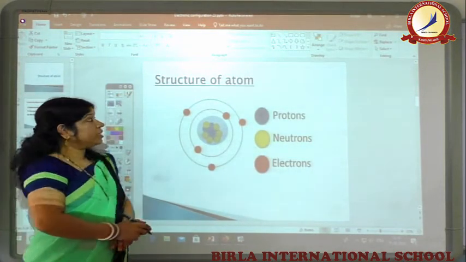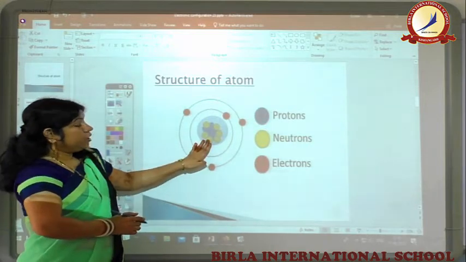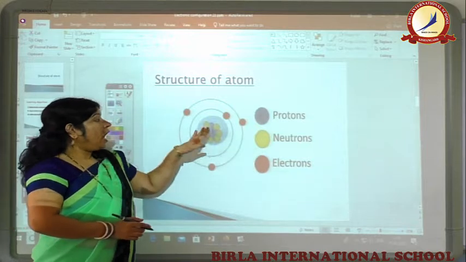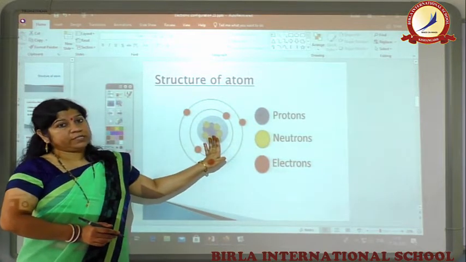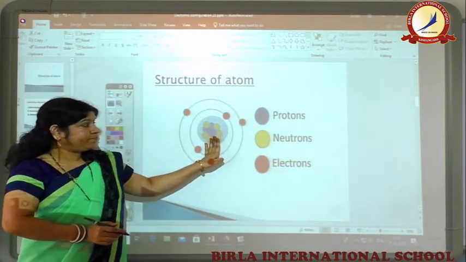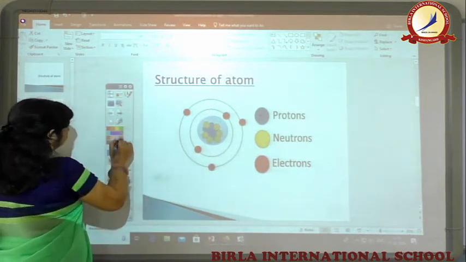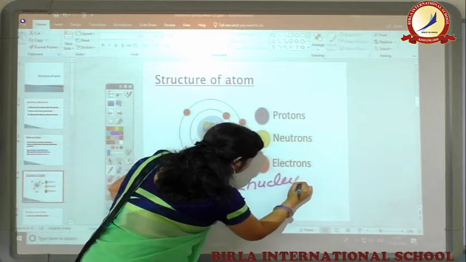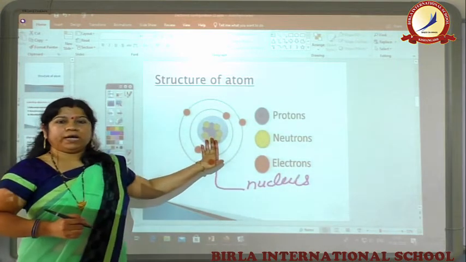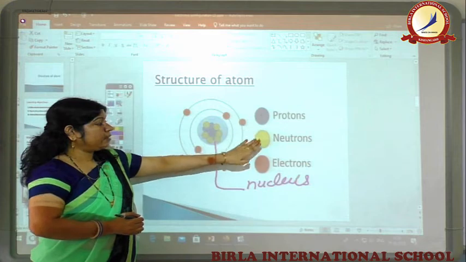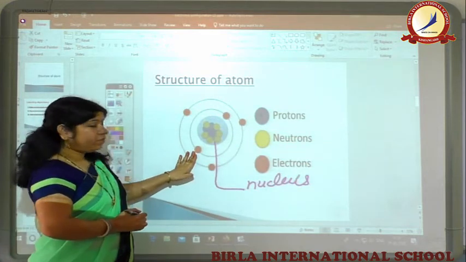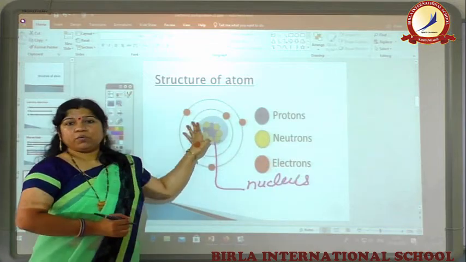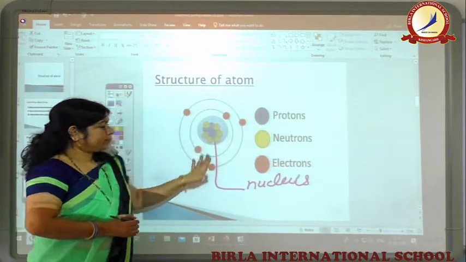Let's now talk about the structure of atom. The positively charged protons and the neutral particles, the neutrons, are located in the nucleus of the atom, which is located at the center. So this is the nucleus of the atom, which contains the protons and the neutrons, whereas the negatively charged particles, that is the electrons, revolve around the nucleus in circular orbits.